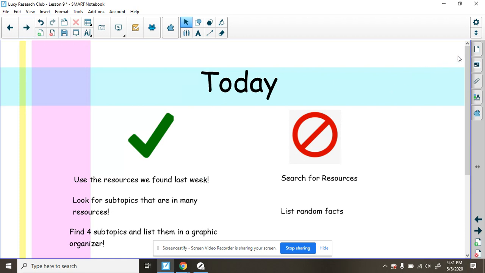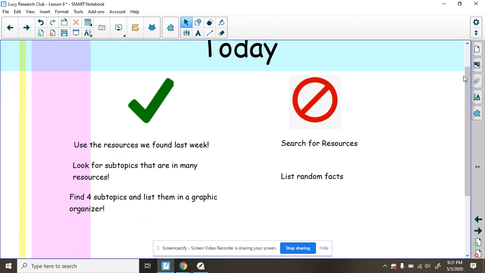Today, we are going to use the resources that you found last week, whether it be on Epic, Pebble Go, or YouTube, and we're going to look for subtopics that are in many of the resources. When you synthesize and use those different texts, what are the common themes that occur over and over again in all the books? What do they talk about a lot? Because if they're in all the different books, they must be pretty important. Then I want you to find 4 of those subtopics and list them in a graphic organizer.